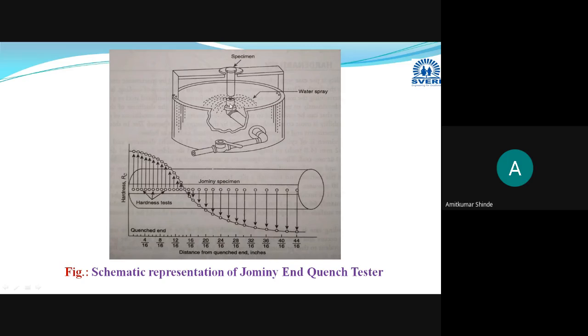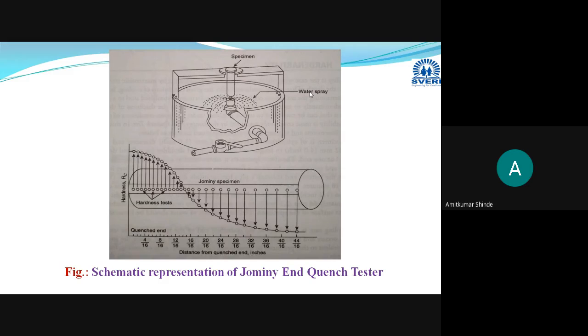Now you have to continue this process for approximately 20 minutes. After 20 minutes you have to remove the specimen. This cooling process, this water, will continuously fall on the one end, the bottom end of the given specimen. Now after 20 minutes you have to remove this specimen, and after removing it, you have to measure the hardness.